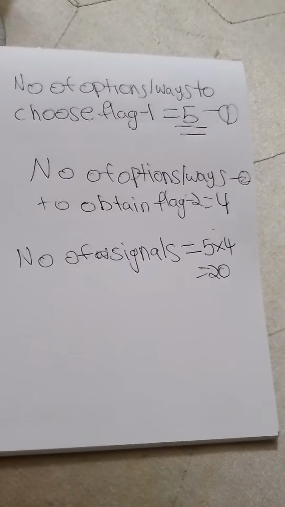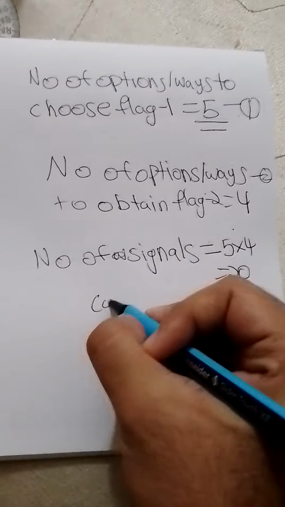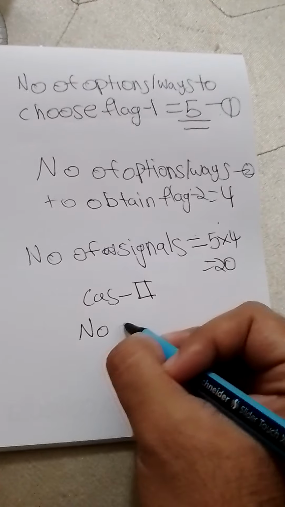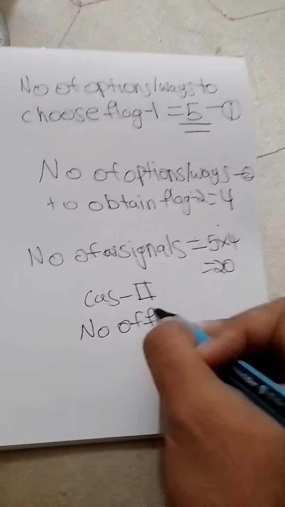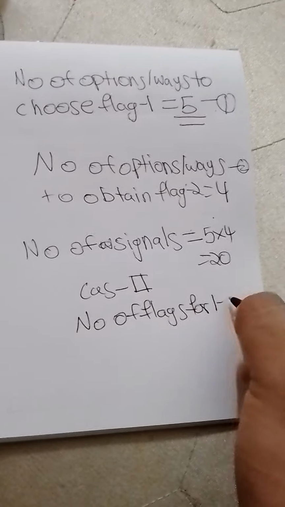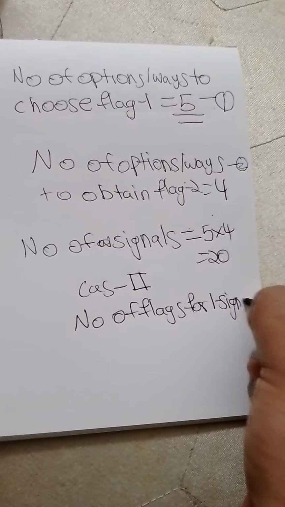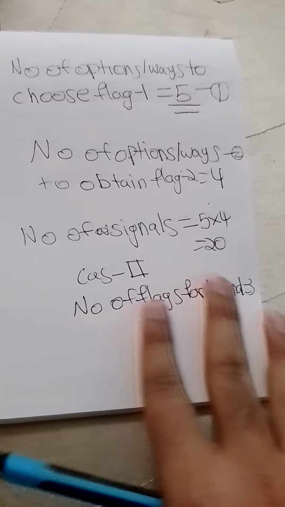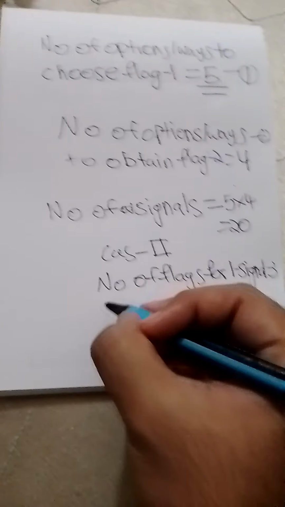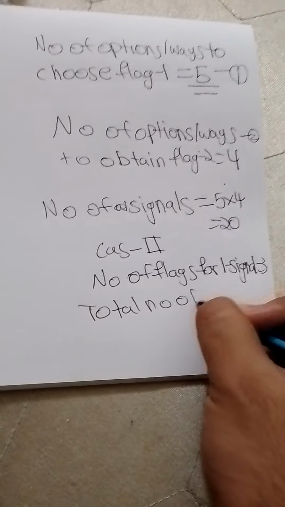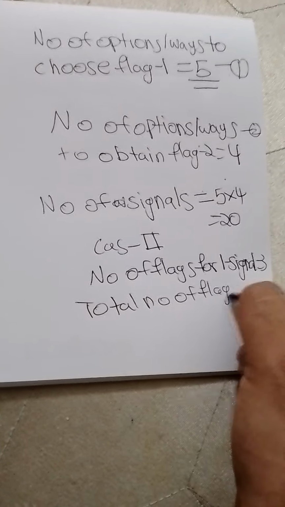This is case 1. Similarly, let's go to case 2. Case 2: number of flags for each signal is equal to 3. So we need 3 flags for one signal. Total number of flags is equal to 5.